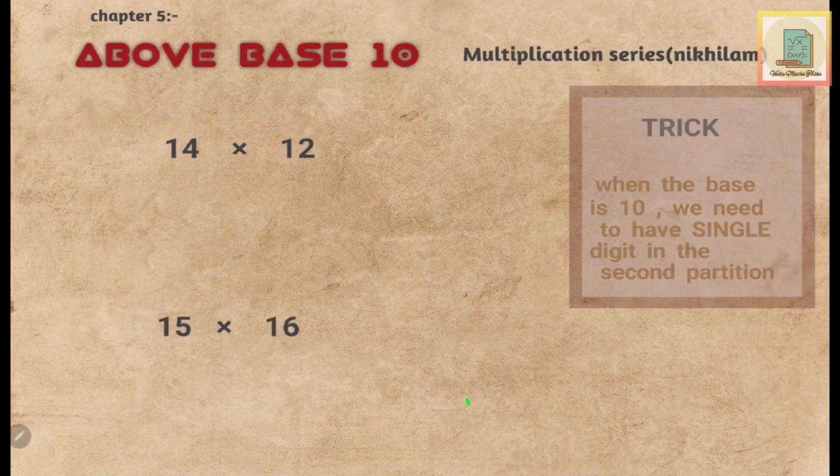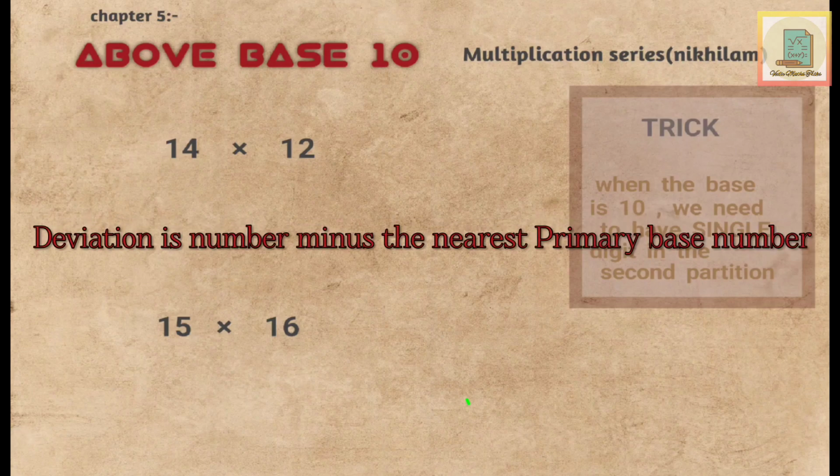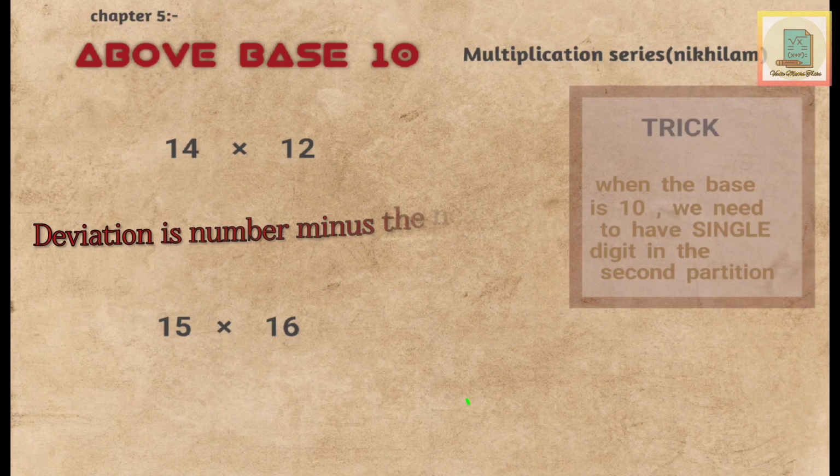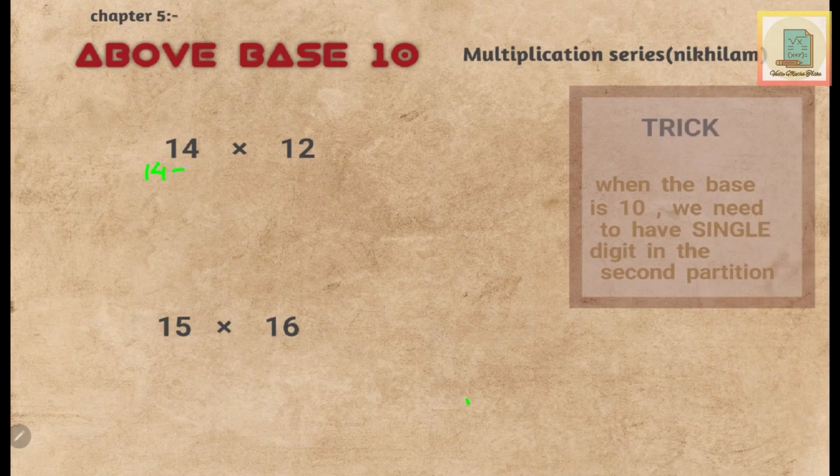So the first thing that we do is we find out the deviation. So deviation is number minus the nearest primary base number. So here the number is 14. So 14 minus the nearest primary base number, which is 10. So 14 minus 10, which gives you plus 4 as deviation, and 12 minus 10, which gives you plus 2 as deviation. Now, make a partition.